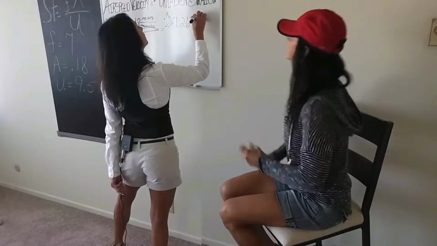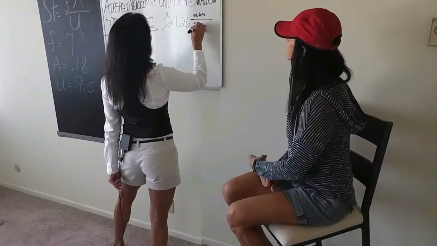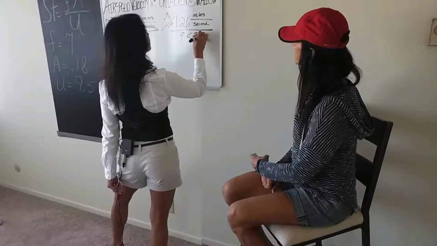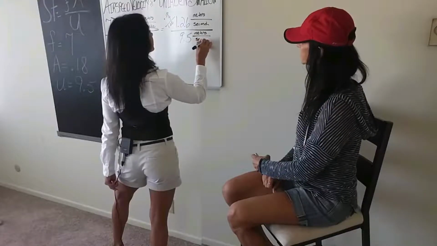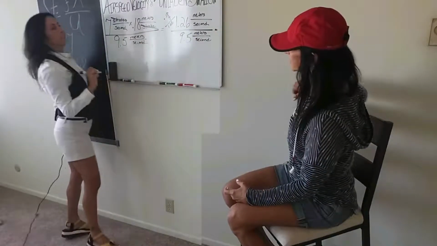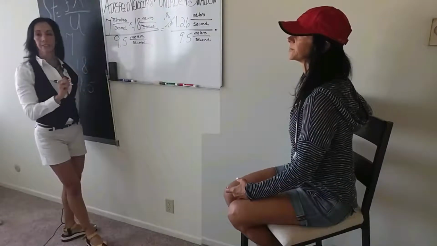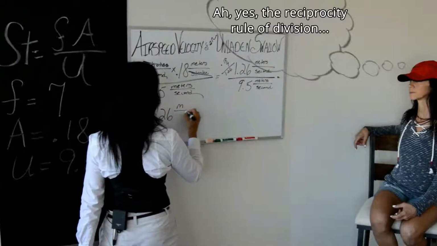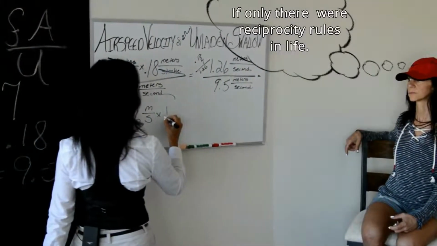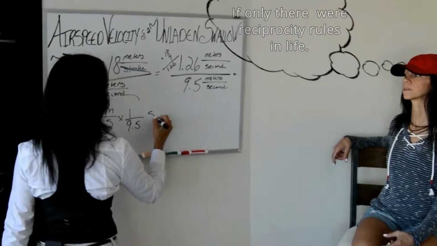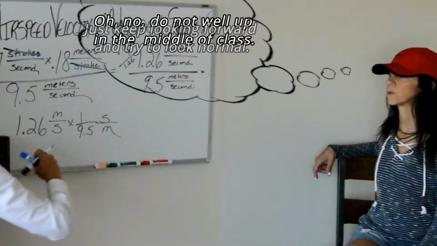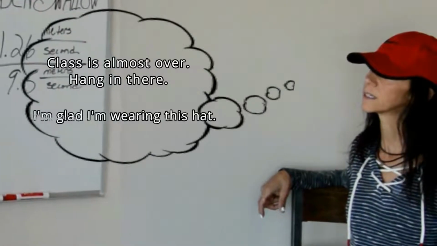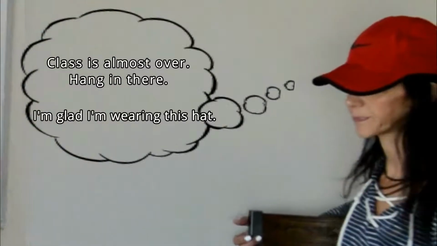1.26 meters per second over 9.5 meters per second. I will rewrite this ratio to more clearly demonstrate how these values cancel each other out. 1.26 meters per second times 1 over 9.5 seconds per meter. The meters cancel, the seconds cancel, and we're left with this simple ratio.